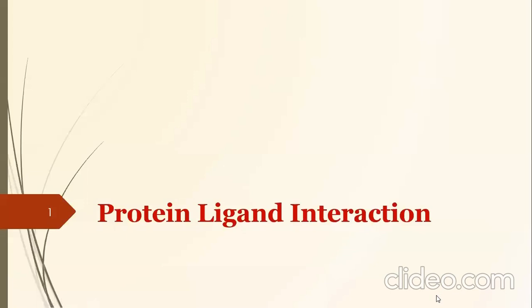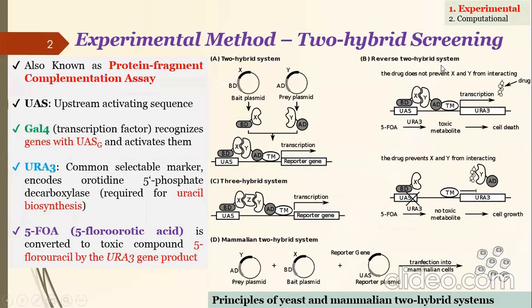Previously, we have talked about protein structure interaction, protein structure prediction, and now protein ligand interaction. There are two methods. One is experimental methods for protein and ligand interaction, and the other one is computational methods. We are more interested in computational methods, but before that, let's check out how proteins interact and how we know that proteins interact experimentally, in the wet lab.